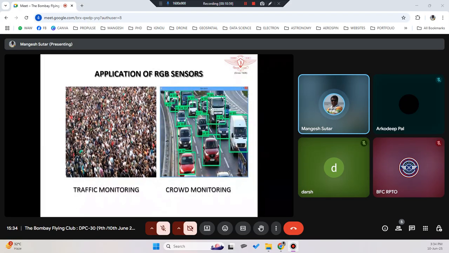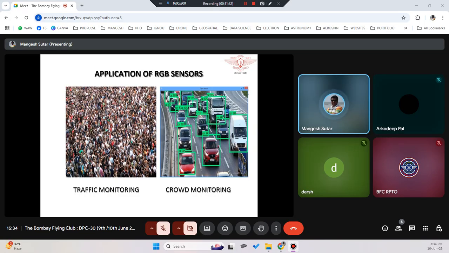Applications of RGB sensors could be traffic monitoring, crowd monitoring. Can you give an example of traffic monitoring where the drone was used in recent times? Any idea? Any idea where we have done crowd monitoring using drones? Cricket match. Cricket match or any events, right? Classic example is at Kumbh Mela, right?